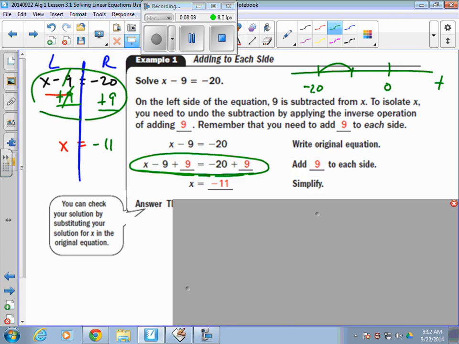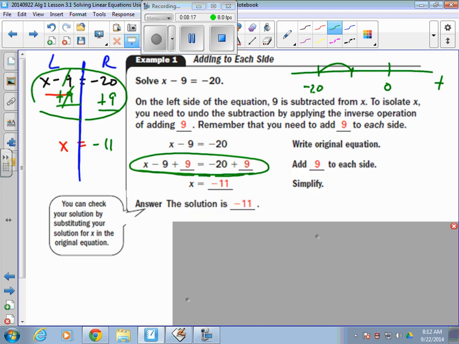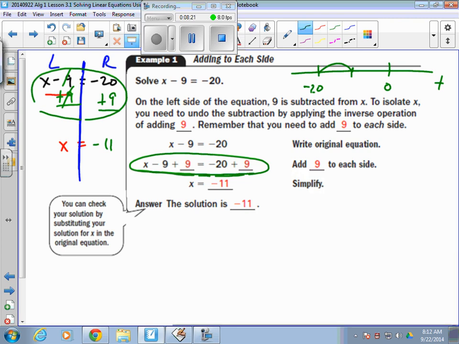If you look off to the left, it says you can check your solution by substituting whatever you got for x, your solution, in the original equation and checking to see that it comes out to be true. So the solution is negative 11. So when you plug it in, x minus 9 equals negative 20. In place of x, we're going to plug in negative 11. Minus 9 equals negative 20. And all you're doing at this step is checking its truth value.